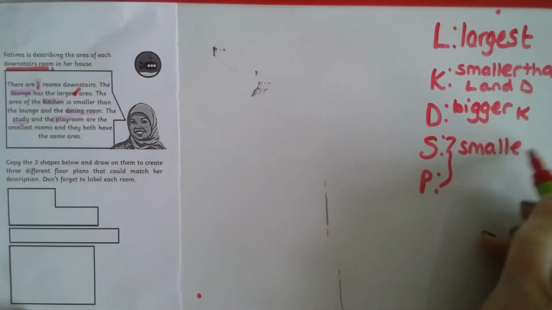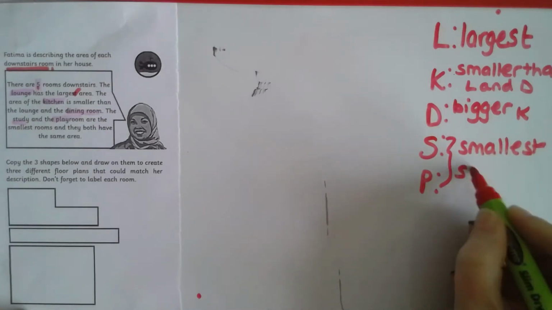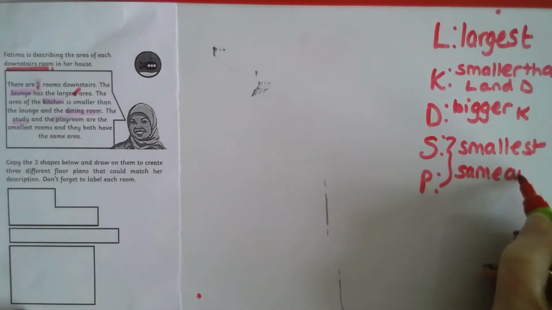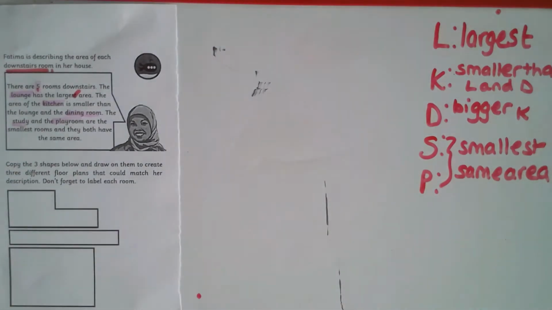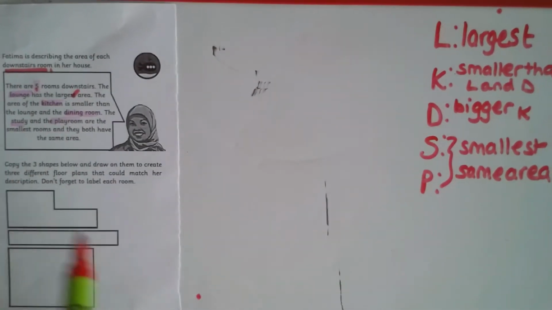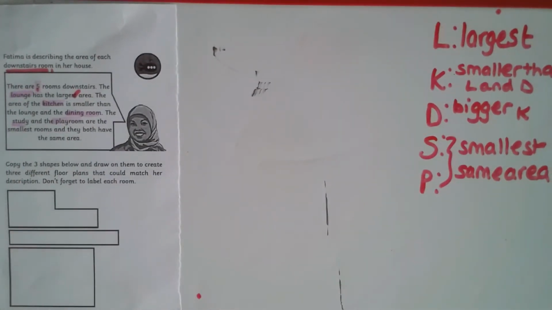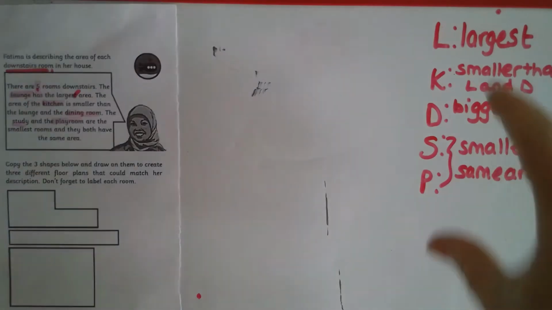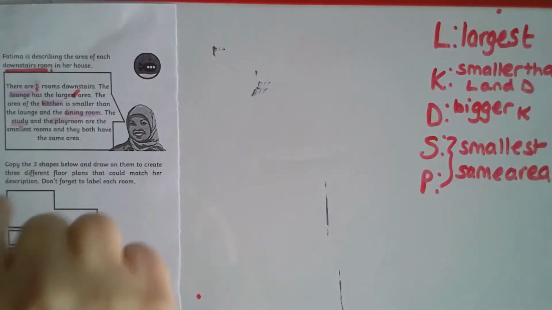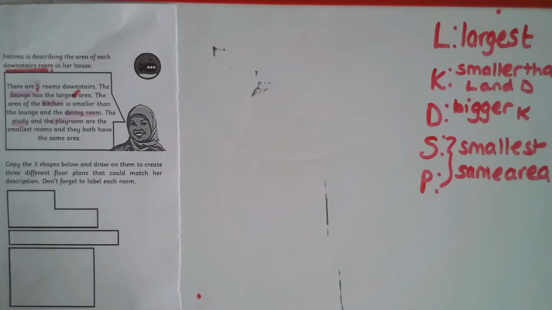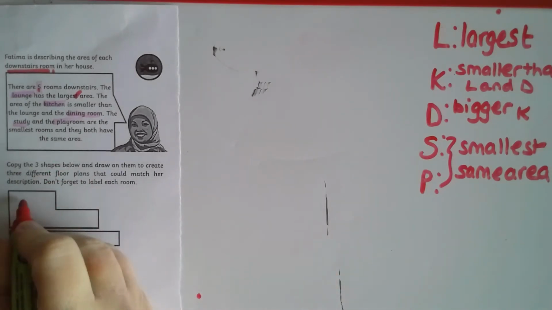Okay, so what Fatima's asking us to do is she's asking us to take one of these rectilinear shapes, and she's asking us to think about how we could put all these rooms into one of her floor plans. So I'm just going to start off with this rectilinear shape here. I'm going to call this one number 1, this one number 2, and this one number 3. So I'm going to start with number 1.